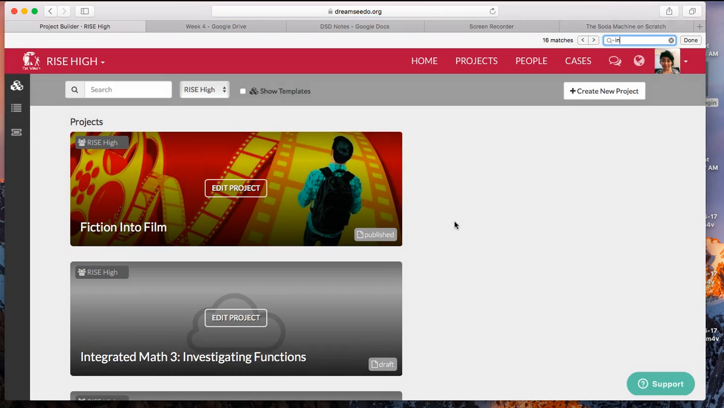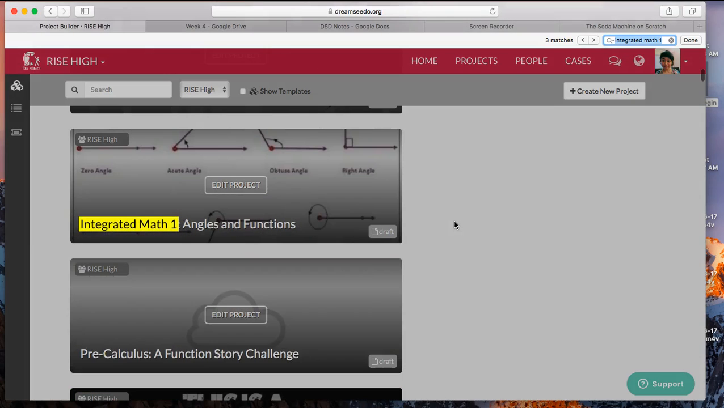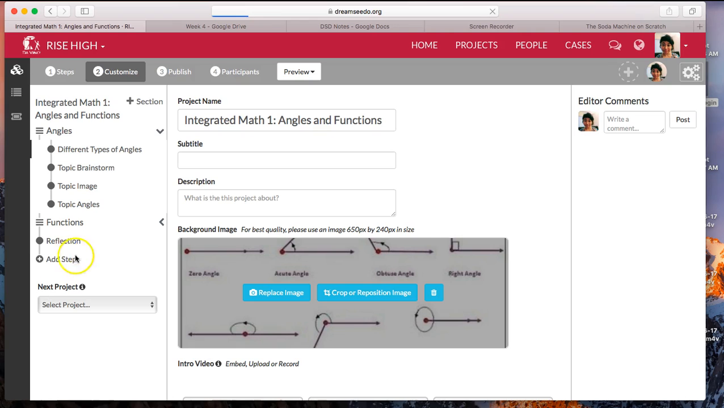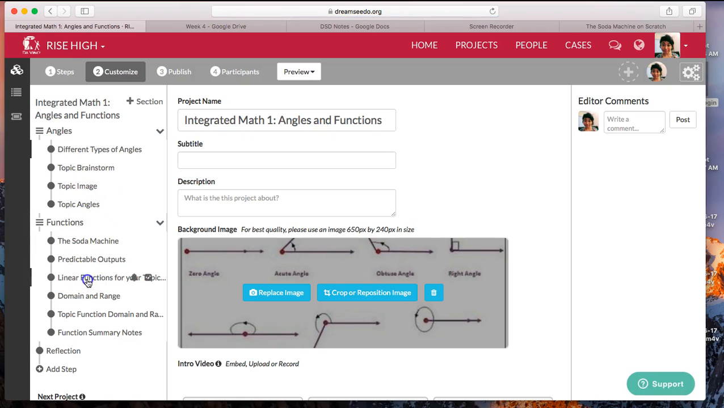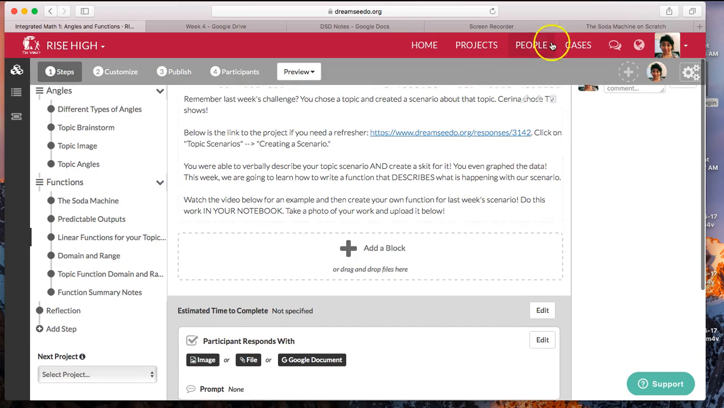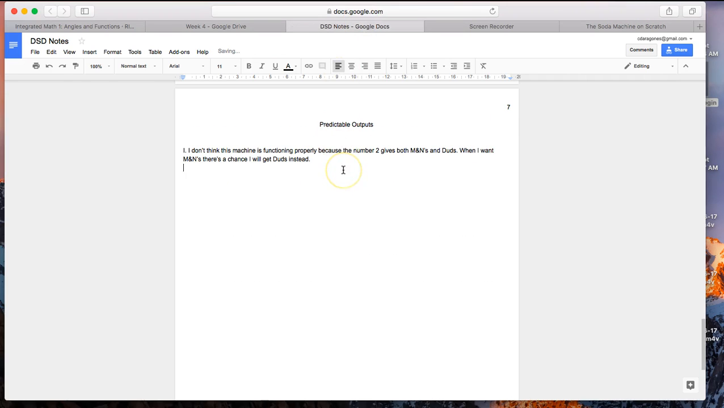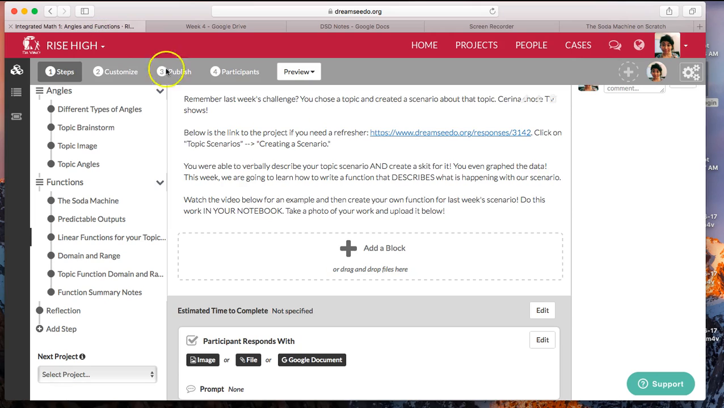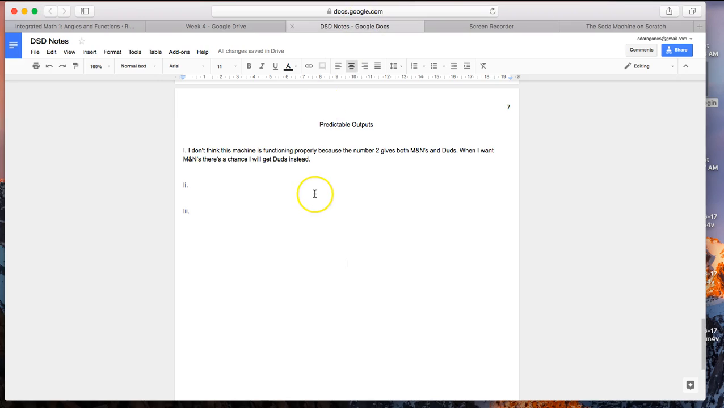So just as a reminder, okay, here we go. We are here on functions, linear functions for your topic. So in my notebook, I'm going to go ahead and remind myself. Below the predictable outputs, you should have something for 2 and 3. I'm going to go ahead and write linear functions for your topic. Go ahead and write that in your notebook. Pause the video here under predictable outputs. Write down linear functions for your topic.